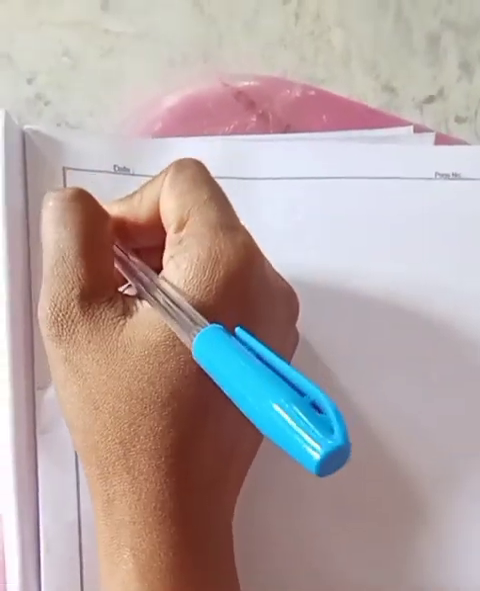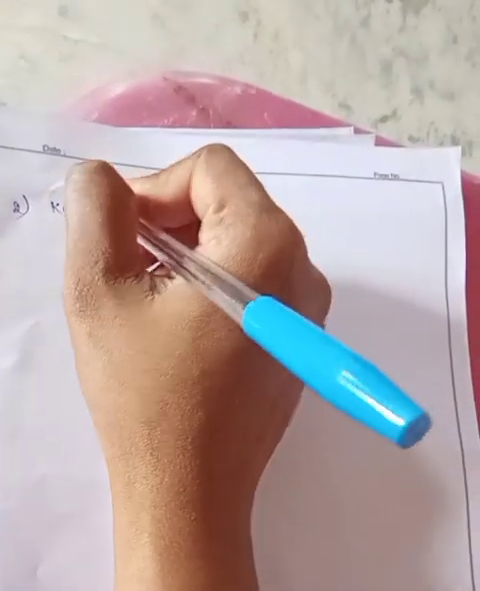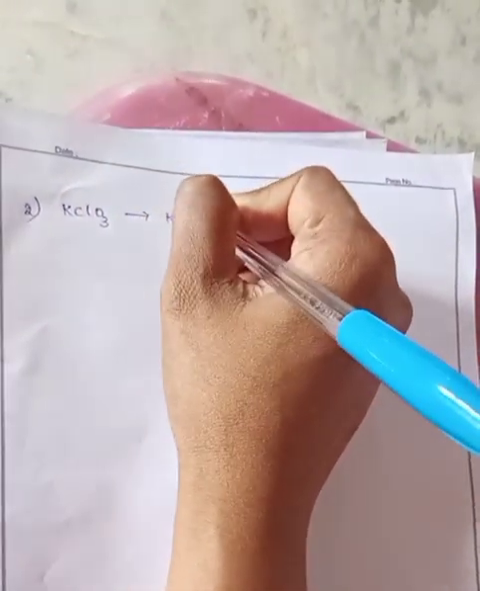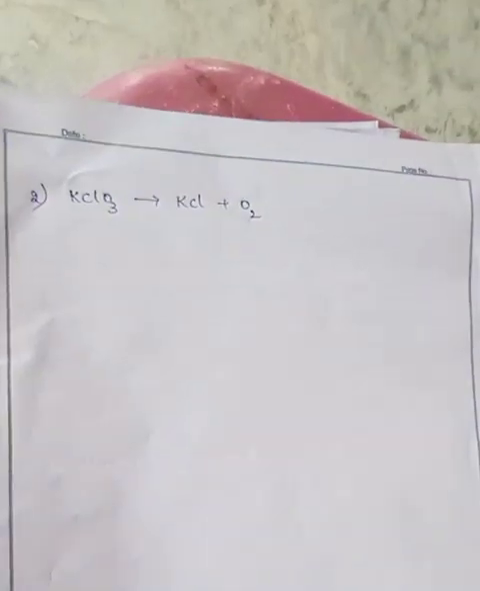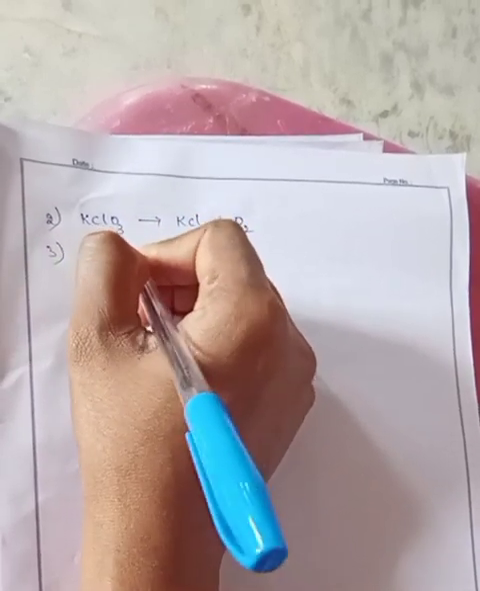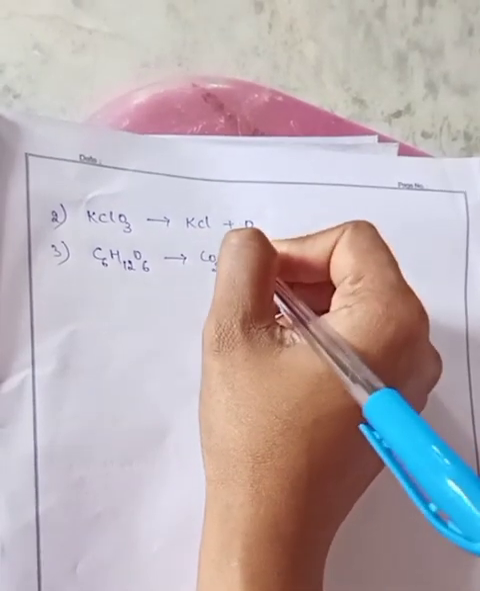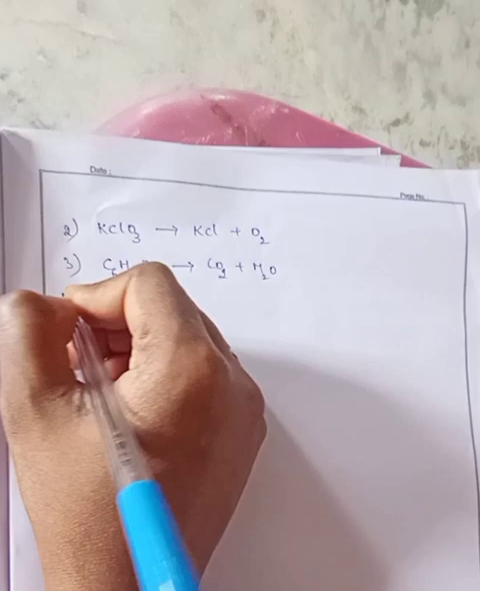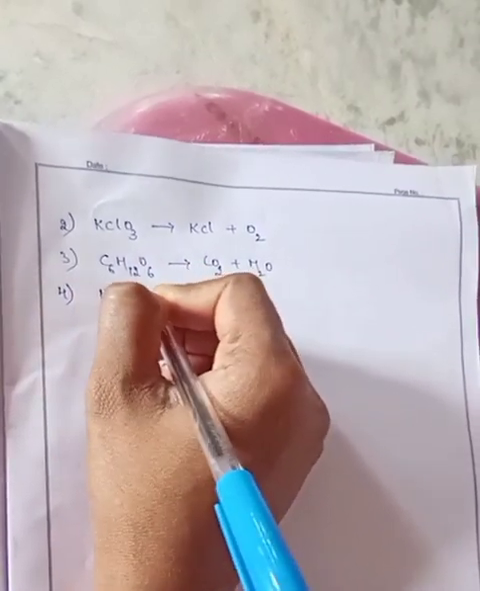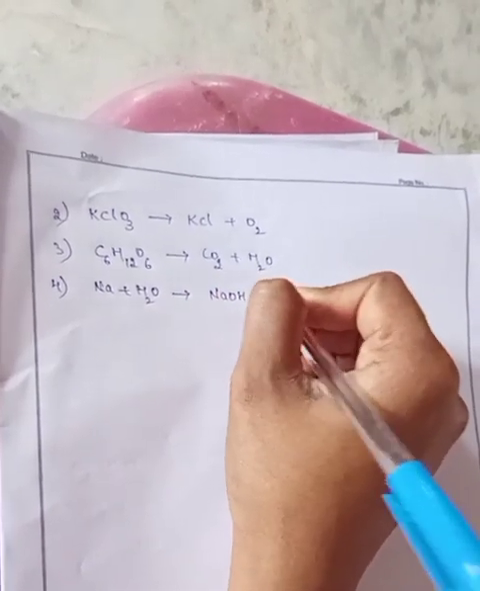Let me give a few more examples so that you can practice at home. KClO3 gives potassium chloride plus oxygen. Next one, C6H12O6, glucose, is going to give you carbon dioxide plus water. And the next one is sodium plus water molecule will give you sodium hydroxide plus hydrogen.